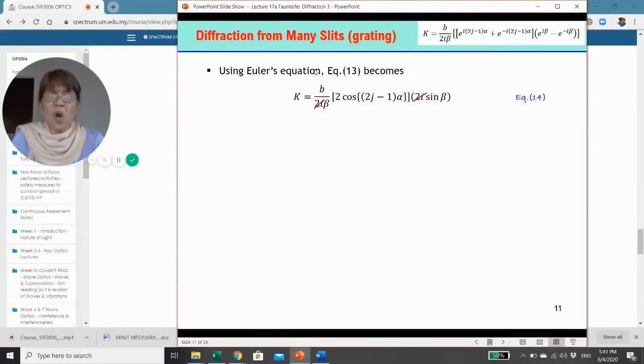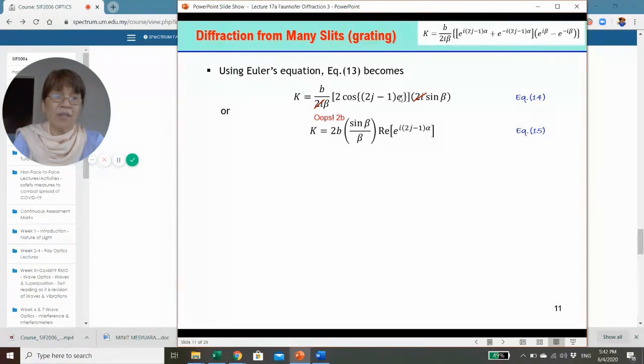Now, if you were to substitute Euler's expression into this, representing this by cosine (2j minus 1)alpha plus i sine (2j minus 1)alpha, then you'll find that it can be further simplified to just 2 cos (2j minus 1)alpha multiplied by 2i sine beta. Similar to what we did for the double slit diffraction consideration. So now this term cancels, and we have simply 2a sine beta over beta, taking the real part, cosine of this happens to be the real part of the complex form, exponential i(2j minus 1)alpha.